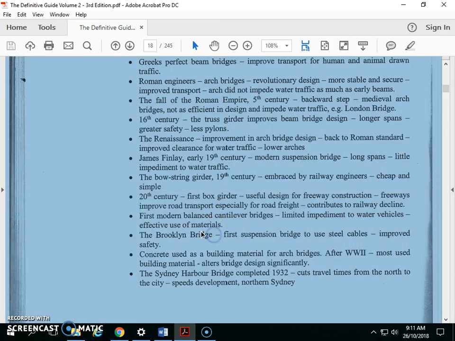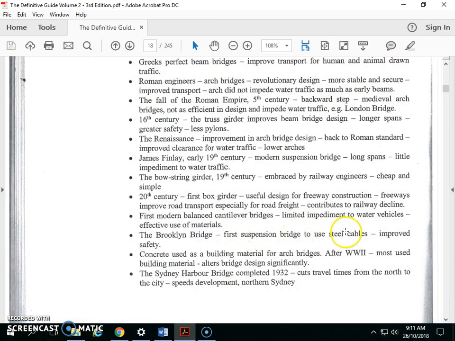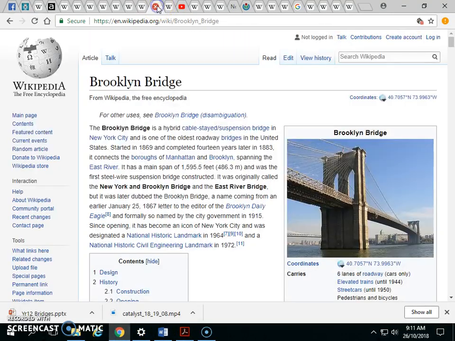Then we have the Brooklyn Bridge, the first suspension bridge to use steel cables, which improves safety. The Brooklyn Bridge is pretty famous. It's a pedestrian bridge. You can't drive a car over it, but people do walk over it as it's sort of a landmark. I think that maybe trains run over it, but I know there's no cars on it.